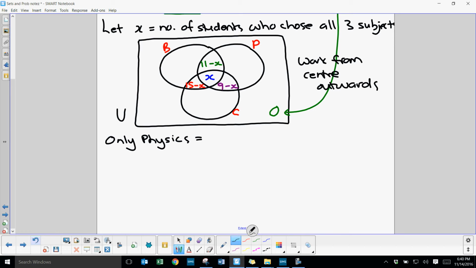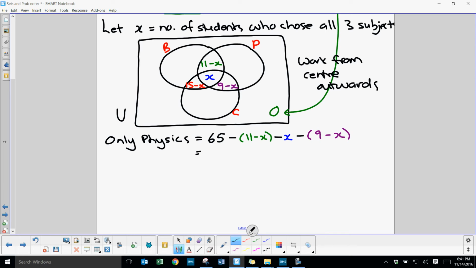equals this one here. So only physics, we've got 11, we know there's 65 in total. So let's go 65 minus to begin with. 65 minus 11 minus x. These brackets are really important because you're going to have minus 11 and then plus x because of the brackets. And don't forget it's also minus the blue x in the center. And in the physics circle, we've also got the purple 9 minus x. So again, use brackets for that. So 9 minus x. And then maybe do your expanding.